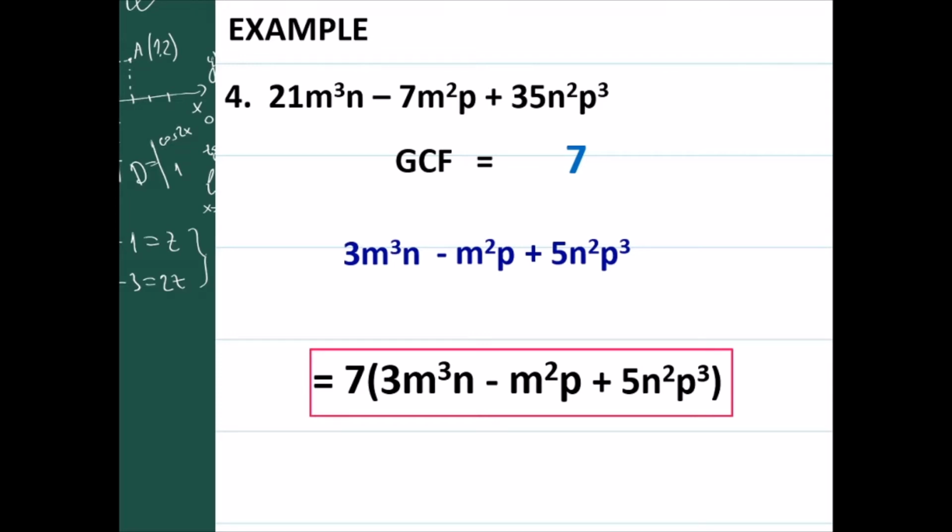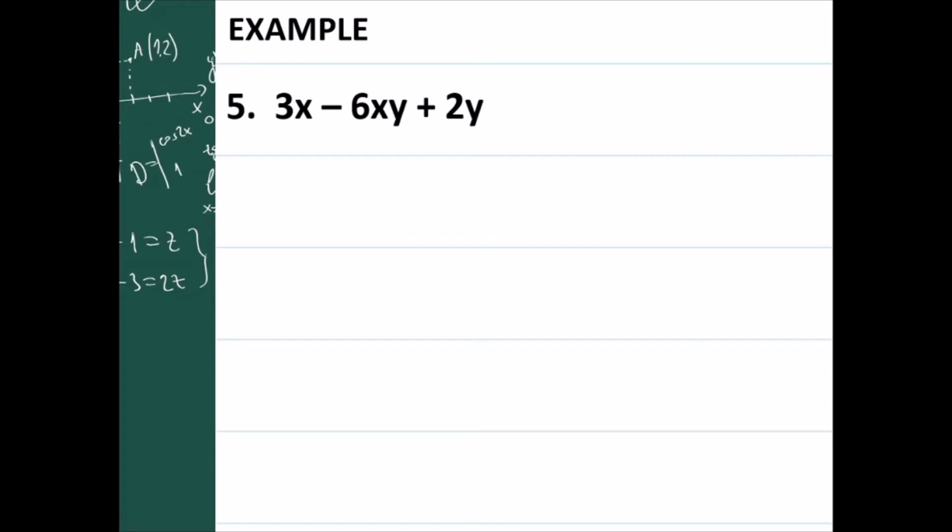It is easy to factor polynomials with common monomial factor because once we know the GCF, the factored form is simply the product of the GCF and the sum of the terms in the original polynomial divided by the GCF.